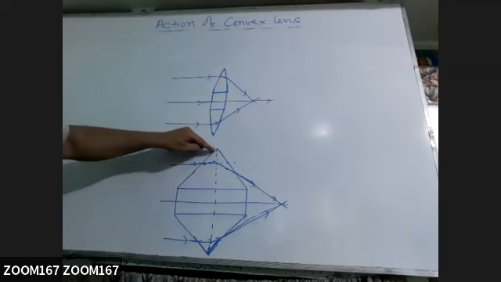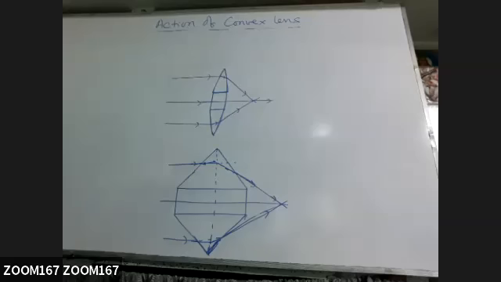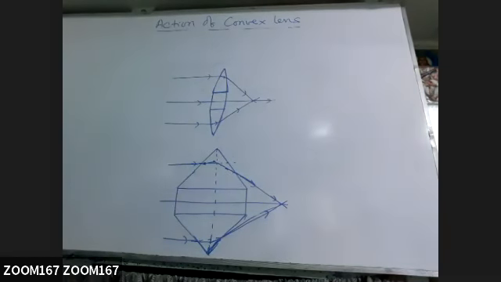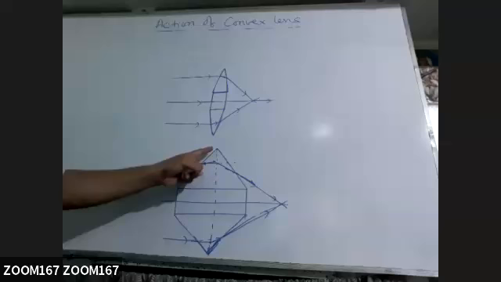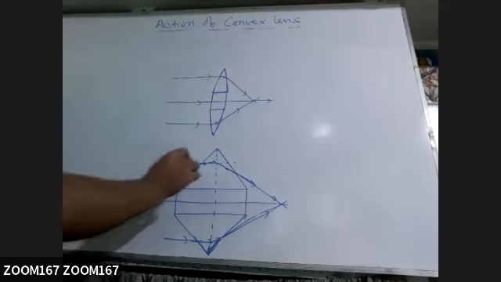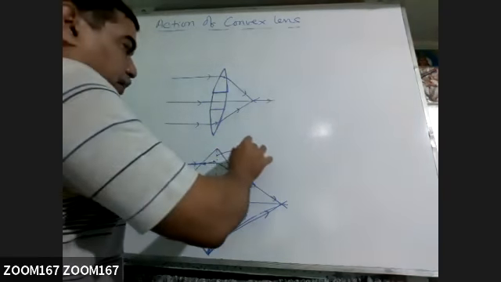So if we join all these points from where the total deviation is shown, this line we call the principal section of the lens. So we will show the deviation on this line only. This line we call the principal section.